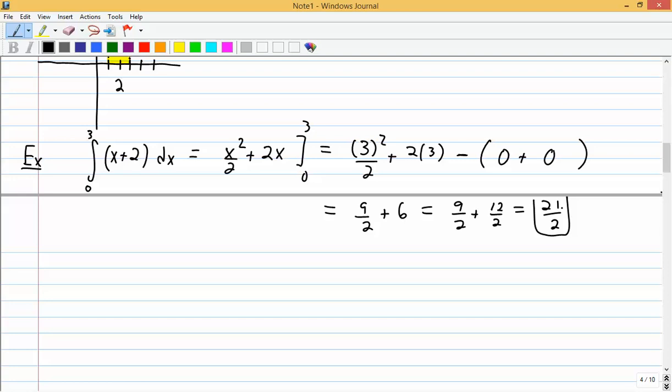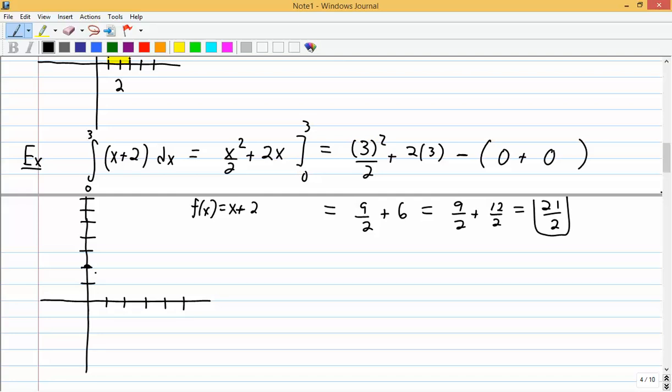Okay. Let's see if we can sketch that real quick and see what type of figure that would give us. See if we're actually finding some area. Alright, so I have a slope of 1. This is f of x equals x plus 2. Slope of 1 and a y-intercept of 2.